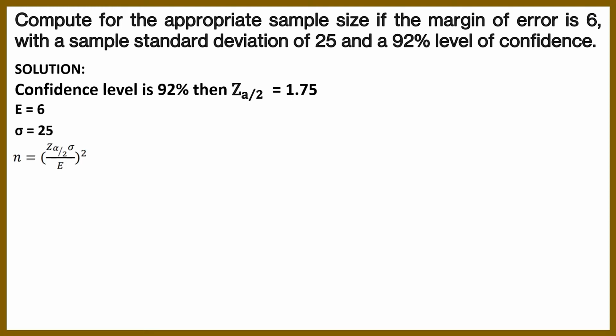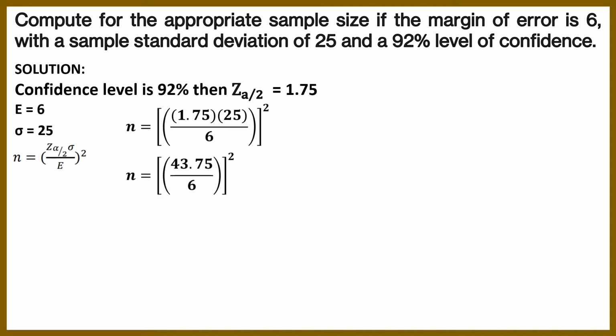Then here is our formula to be used. Substitute natin yung mga given doon sa formula natin. So, n is equal to 1.75 multiplied by 25 divided by 6. Then the result must be squared. So, yung 1.75 pag minultiply natin sa 25, it is equal to 43.75. Then divide by 6. The result must be squared.